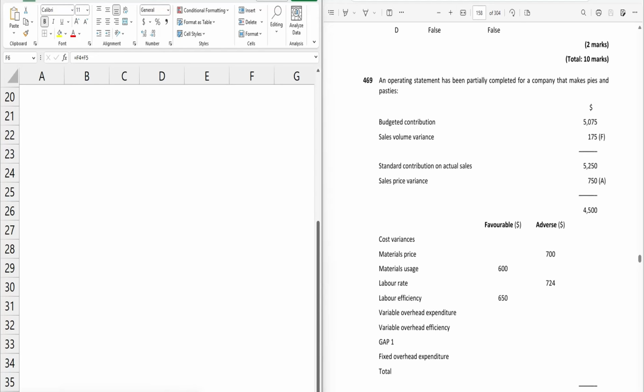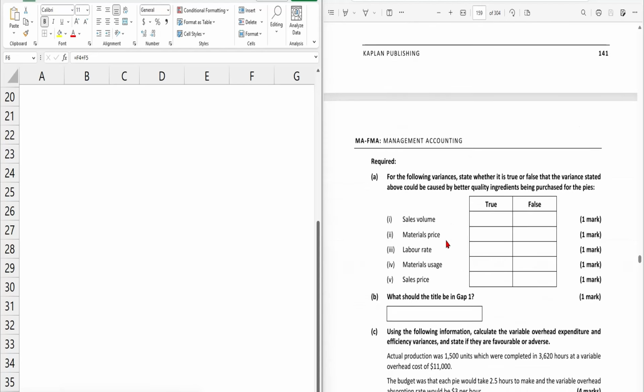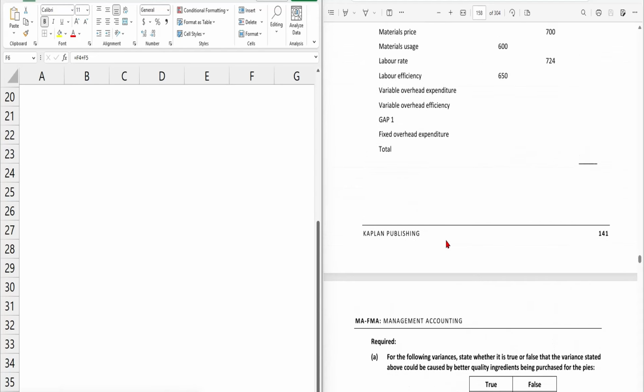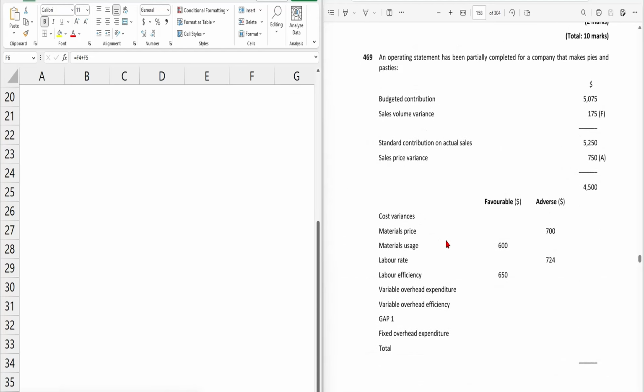So question number 469 is saying an operating statement has been partially completed for a company that makes pies and pastries. So they have provided an operating statement, and below it they have provided three requirements. Before going to the requirements, the first thing you need to identify is whether this operating statement is prepared under absorption costing or marginal costing. And how can we identify the same? By looking at the first line.